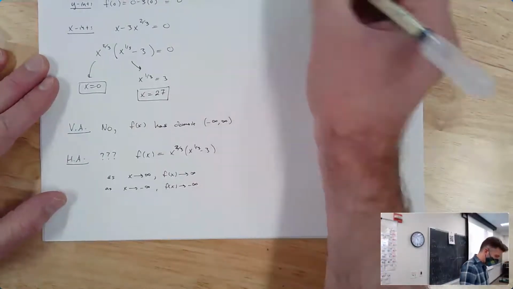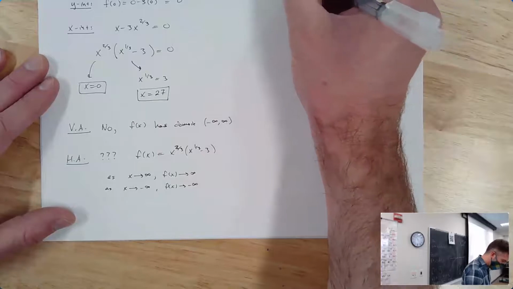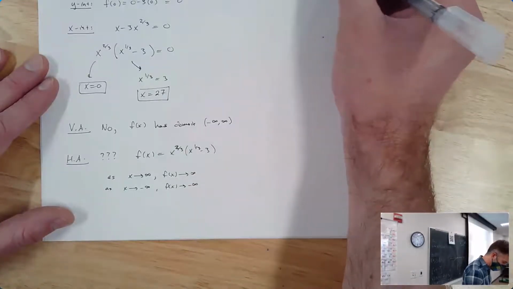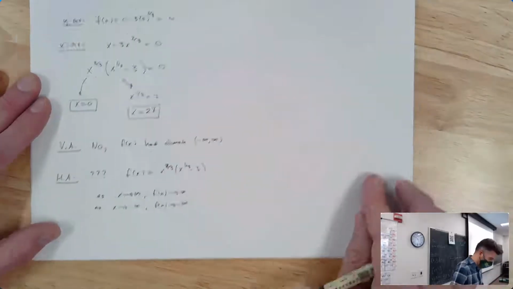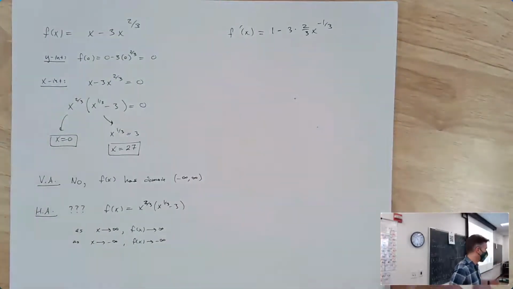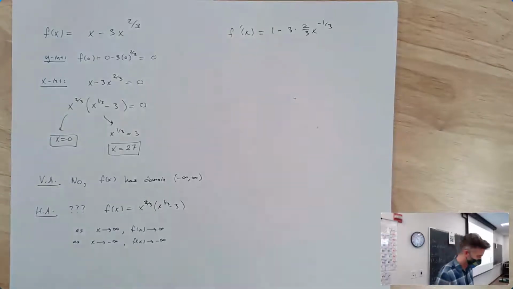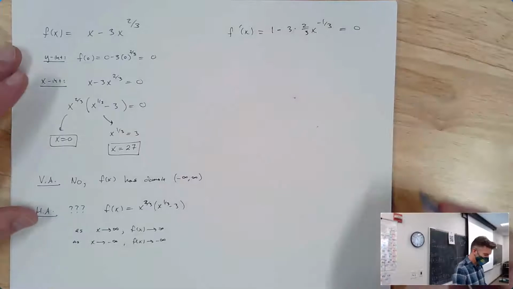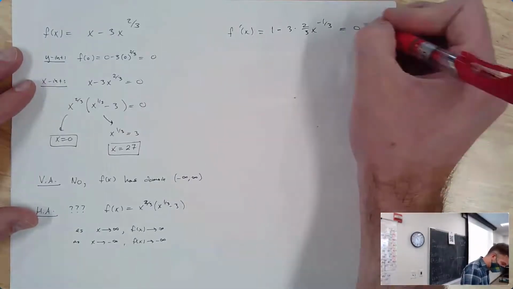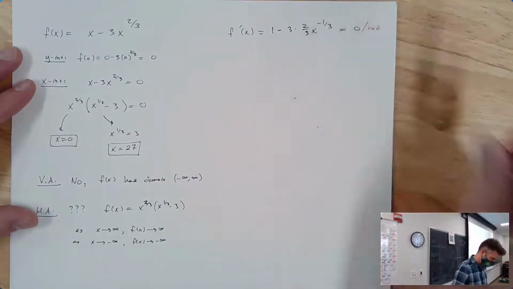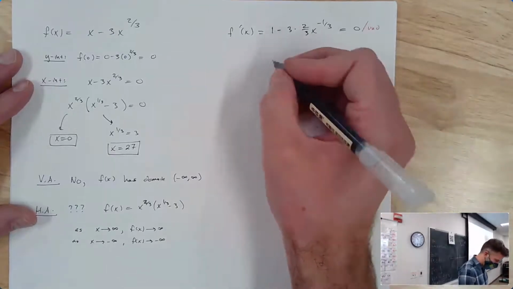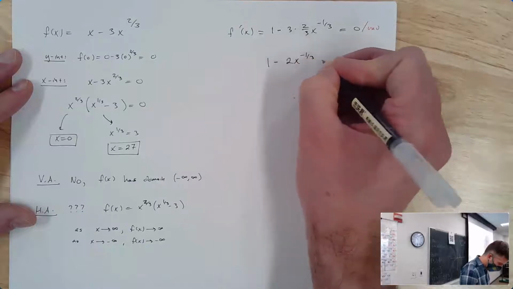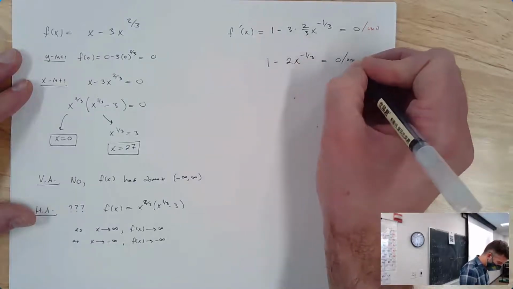So the first derivative is going to be 1 minus 3 times 2/3 x to the negative 1/3. And we're going to set that equal to 0. Okay, slash undefined, right? It can be 0 or it can be undefined. So simplifying a tiny bit, I've got 1 minus 2 times x to the negative 1/3 equal to 0 slash undefined.